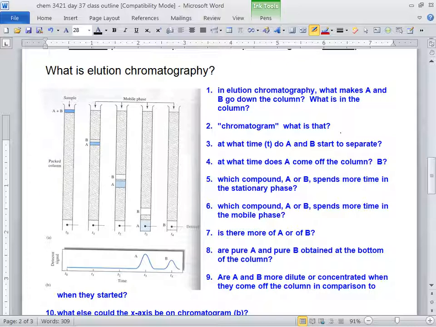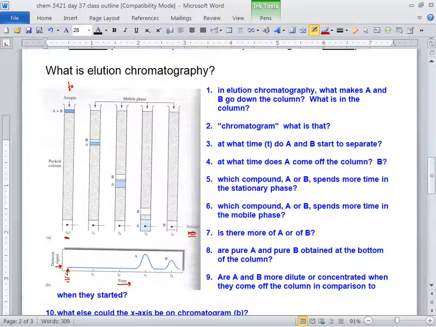In elution chromatography, what makes A and B go down the column? So you started with, see, here's time 0, right? Here's time going this way. Here's time t equals 0. So you have a little detector at the bottom, and it's not detecting anything. So the signal's 0, right, at time 0. And here's time 0. So you dump A and B together up at the very top.